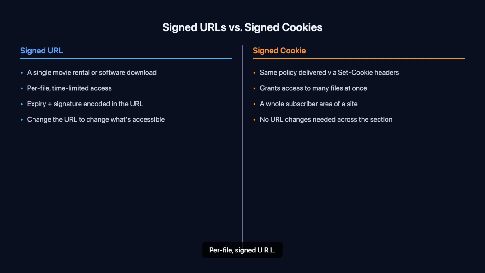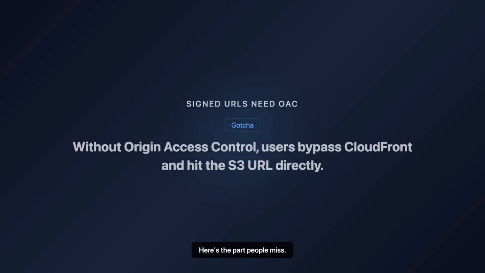Per file, signed URL. Section-wide, signed cookie. Here's the part people miss. A signed URL only enforces access at the CloudFront layer. If your S3 bucket still allows public access, someone can skip CloudFront entirely and fetch the object straight from the S3 URL. Your signature protected nothing.